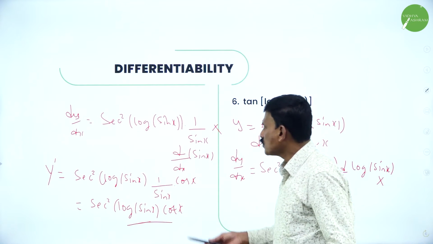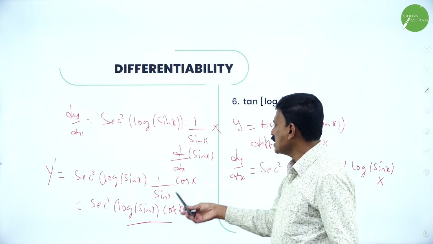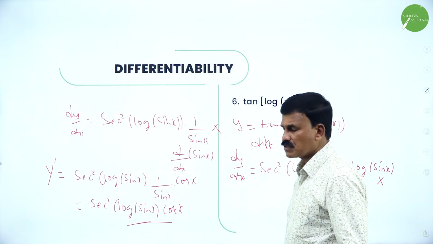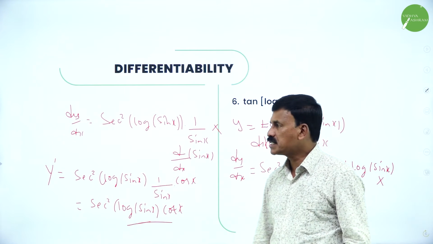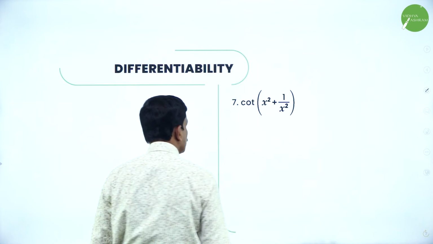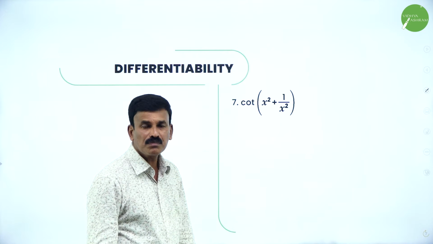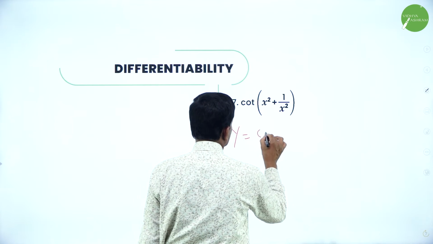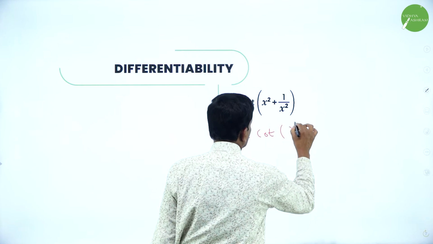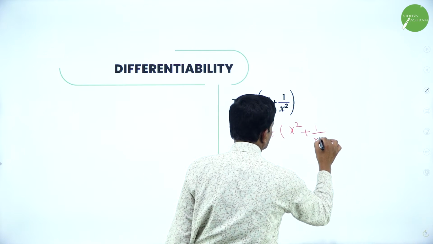See here. So secant square log sin x as it is, cos by sin is cot x. Okay. Hope you followed this. Okay. Now let us come to the next problem. What is the problem given? Cot of x square plus 1 over x square. Now let us consider this as y is equal to cot of x square plus 1 over x square.